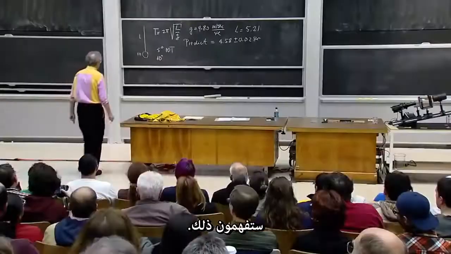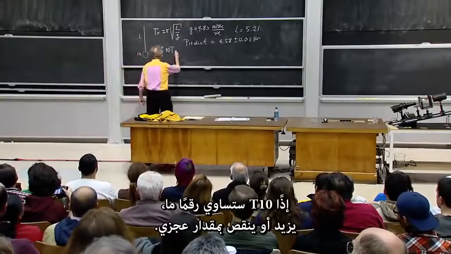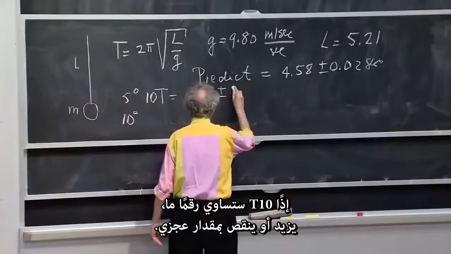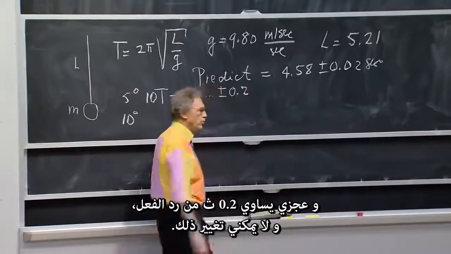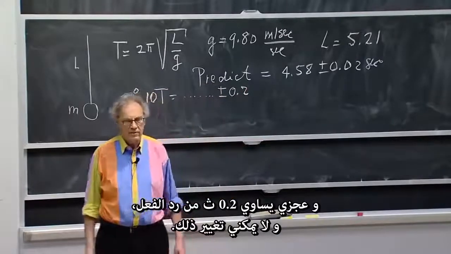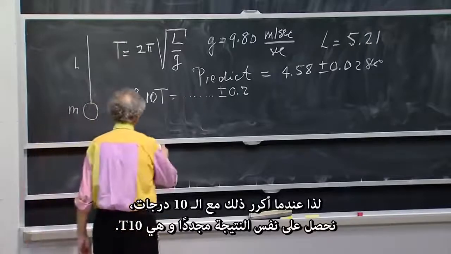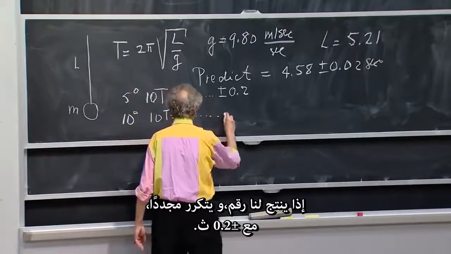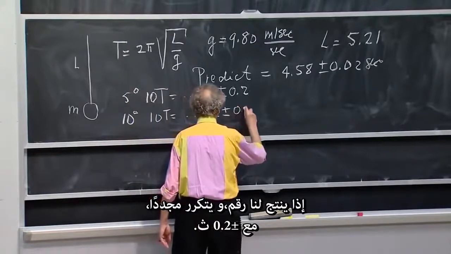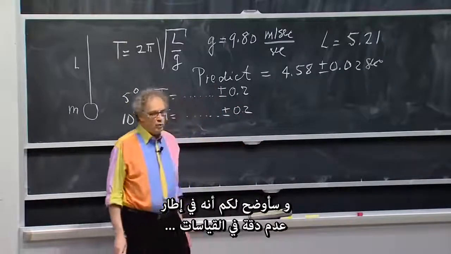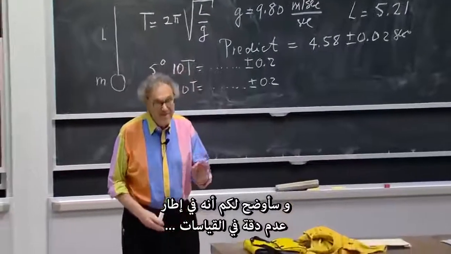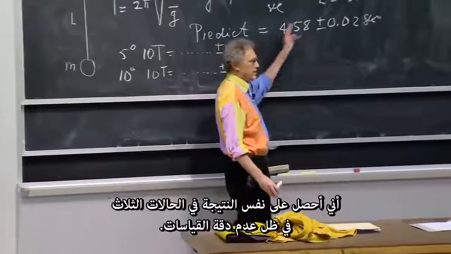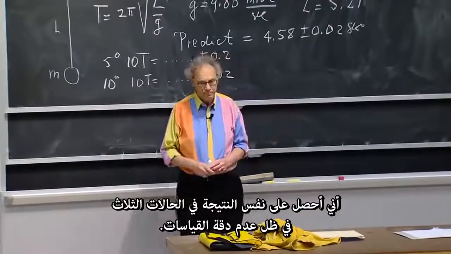So the 10T is then going to be some number plus or minus my own inability, which is my 0.2 seconds reaction time. I can't change that. And so then I do it at 10 degrees, and then we get again 10T. We get a number, and then we get again plus or minus 0.2 seconds. And I'm going to demonstrate to you that within the uncertainty of the measurements, I get the same numbers in all 3 cases, within the uncertainty.